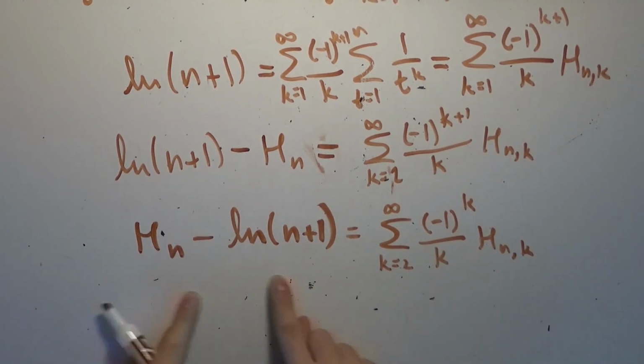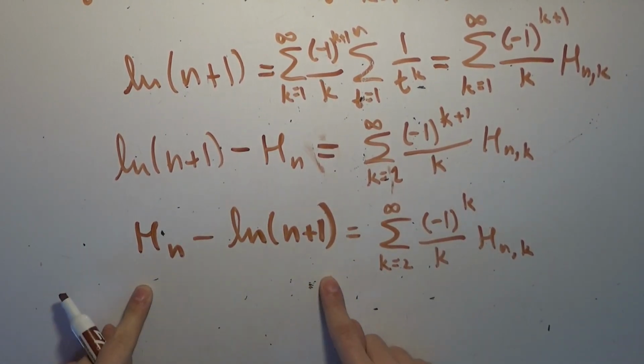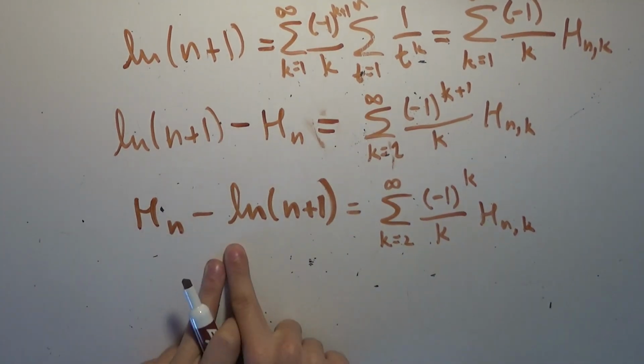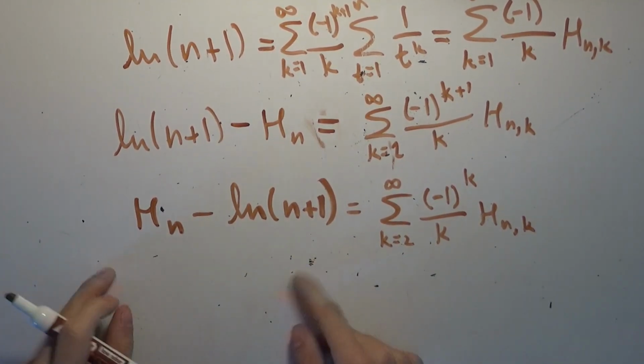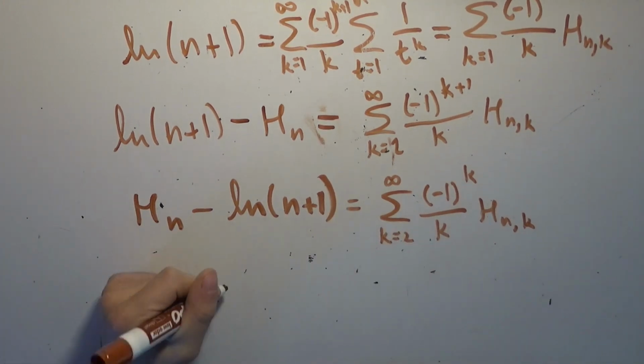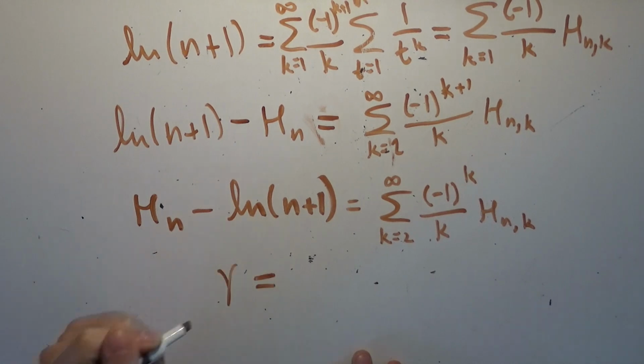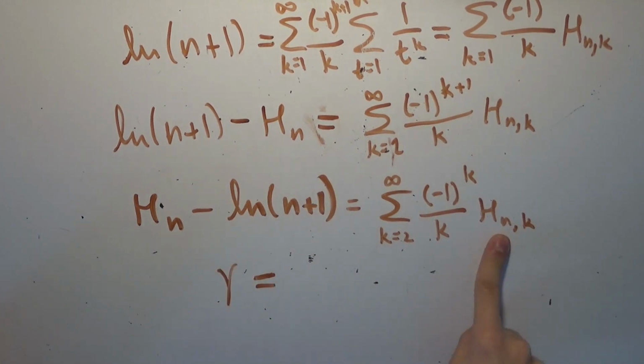And now look at what we've got. Come on, I showed you this before. We're just going to let n go to infinity. And when n goes to infinity of this, what do we get? We get our Euler-Mascheroni constant, right? And if we're letting n go to infinity here, what did we say? We just get the zeta function, right?